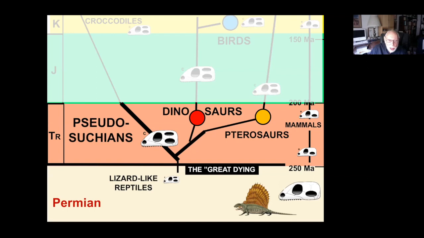And so as we go into the Triassic, which is shown here in sort of the rusty color, the dominant animals are now the diapsids with two holes in the skull. They have changed dramatically, and the ruling group are the ancestors of the crocodiles, called pseudosuchians. And before the end of the Triassic, they spawn off the dinosaurs and the pterosaurs, the flying reptiles.